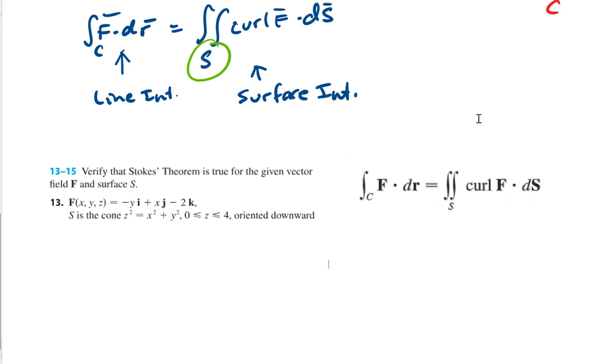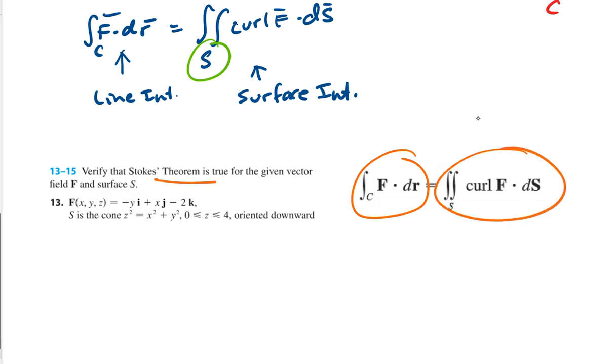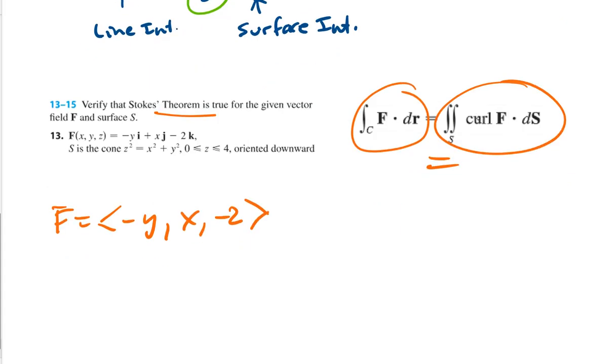All right. So it says verify Stokes' theorem is true. So what that means is you have to do this piece and this piece both, and you have to make sure that they're equal. All right, so let's write down F. So F is negative y, x, and negative 2. And then S is the cone, z squared equals x squared plus y squared, where z is between 0 and 4.